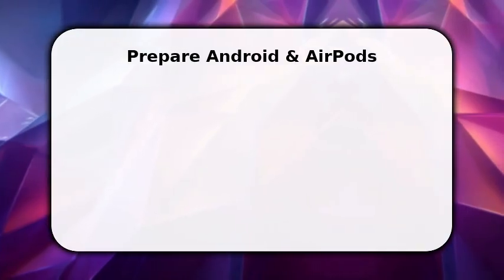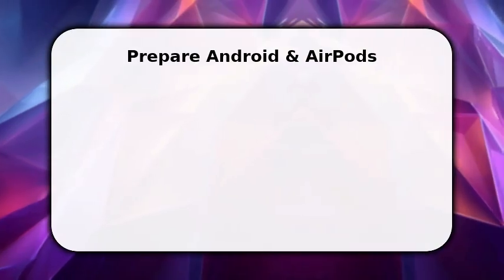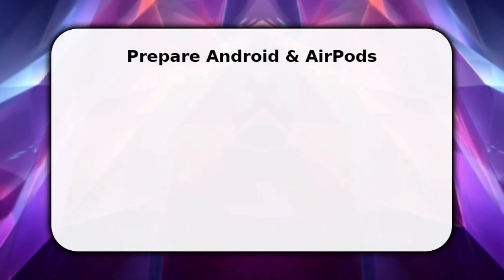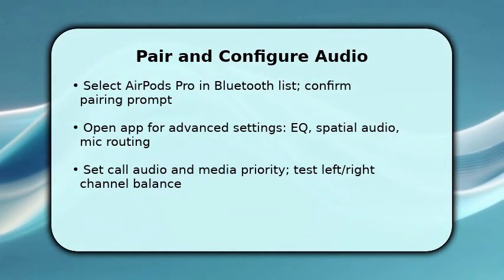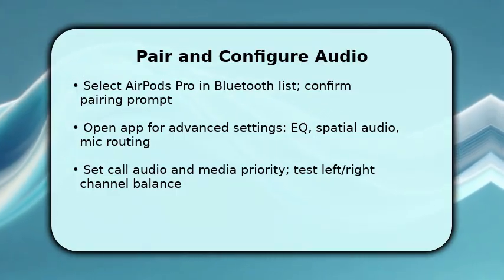This initiates pairing advertising. Make sure notifications and location permissions are allowed because some apps require them to detect nearby devices. You should now pair and tune audio behavior. Tap the AirPods Pro entry in Bluetooth and accept pairing. If prompted, confirm any code.